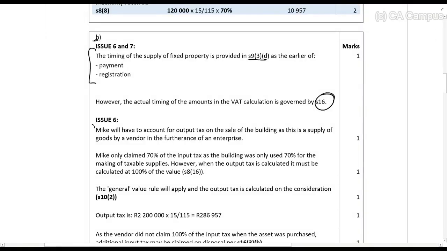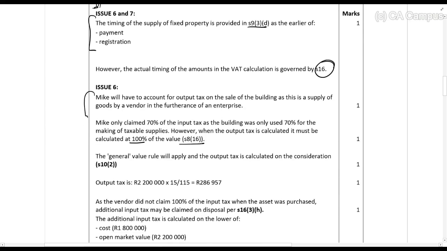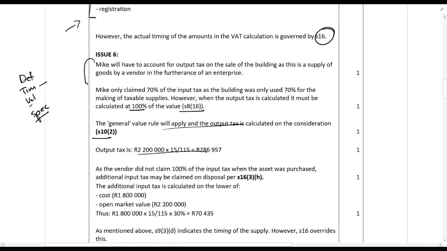So output tax must be calculated because we're selling it. Output tax is always calculated at 100%, section 8.16. So the general rule, section 10.2, is considered. Remember, you have to discuss definition, timing, value, special rule. So timing is the section 9.3d, special is the special timing rule, value is the value rule, which we discussed here. Right, so there we calculate it. Then, because we didn't claim 100% of the input tax, we have to apply section 16.3h, which says calculate additional input tax on the lower of the cost, 1.8, or open market value. Right, so there we claimed an additional 30%.